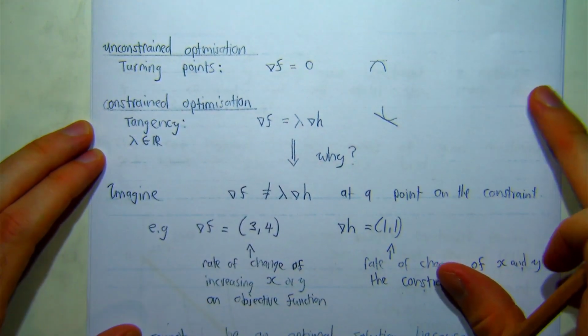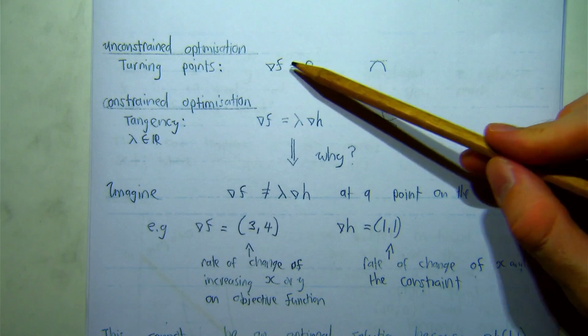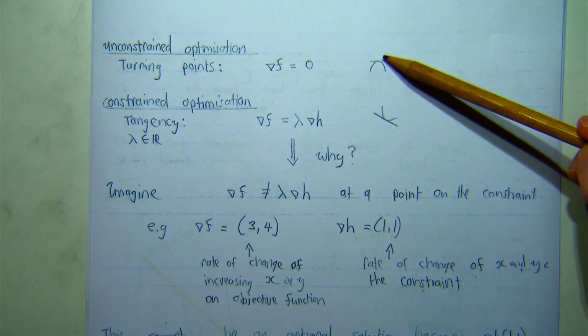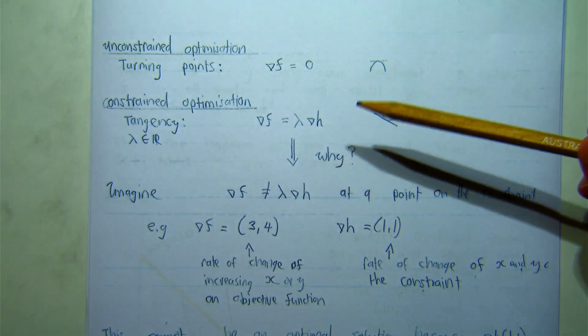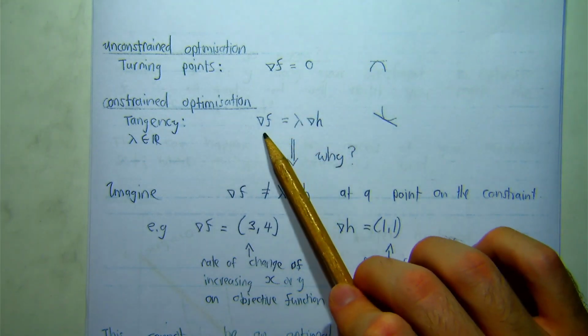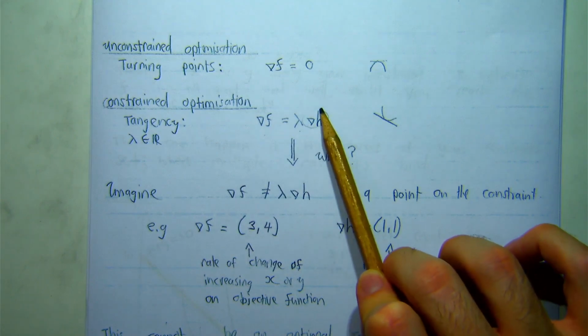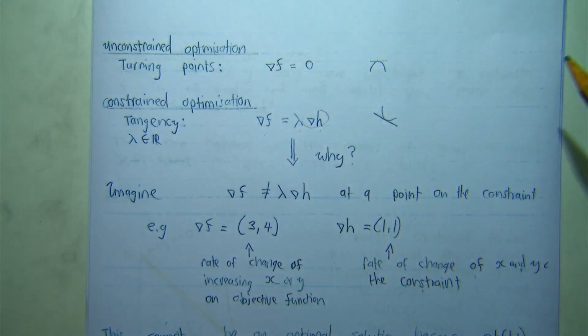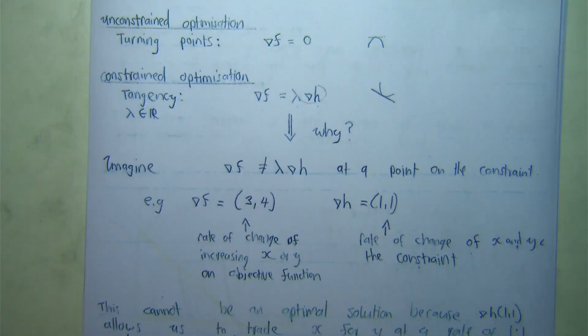We can keep moving. Essentially, a summary of what I'm saying is that in unconstrained optimization, we're looking for turning points where the gradient vector is 0 and they look like this. In constraint optimization, we're looking for tangency where the gradient vector of the objective function is parallel to the gradient vector of the constraint function. That is referring to this one over here. And that looks something like this. Okay, why are we doing this?